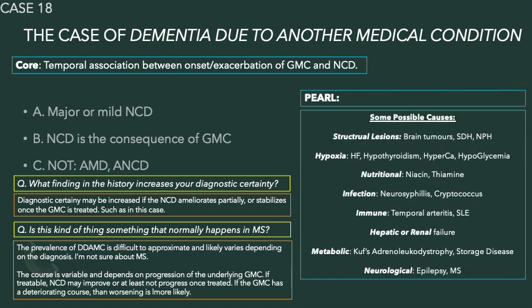And just as a pearl, these are some possible causes of dementia due to another medical condition. They include brain tumors, SDH, NPH, heart failure, hypothyroidism, hypercalcemia, hypoglycemia, niacin deficiency, thiamine deficiency, neurosyphilis, cryptococcus, temporal arteritis, SLE, hepatic or renal failure, Cough's adrenal leukodystrophy, storage diseases, epilepsy, and MS, as in our case.